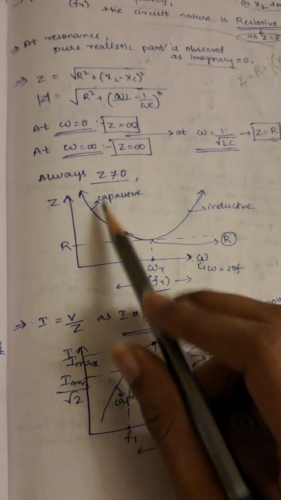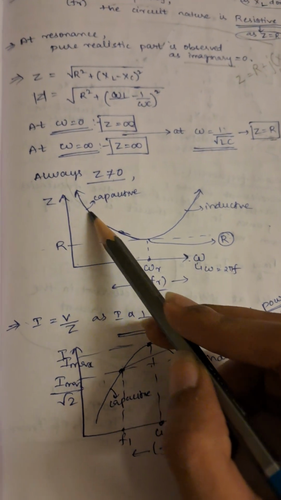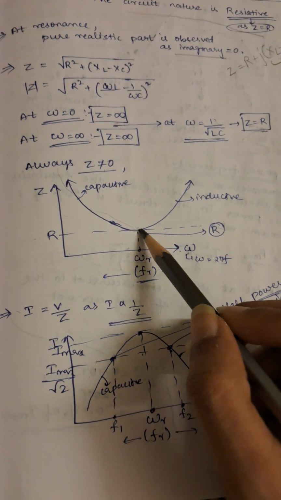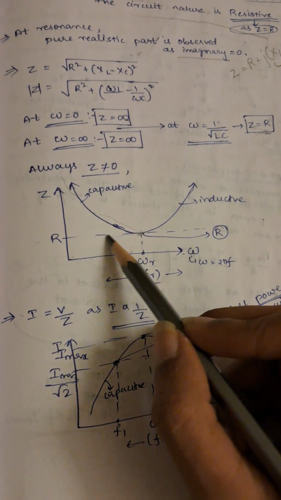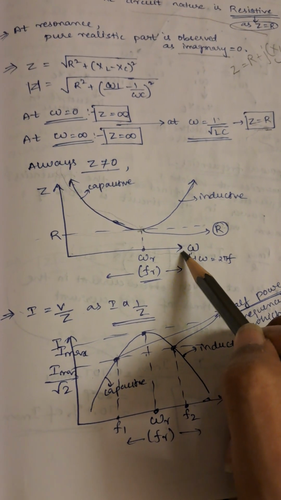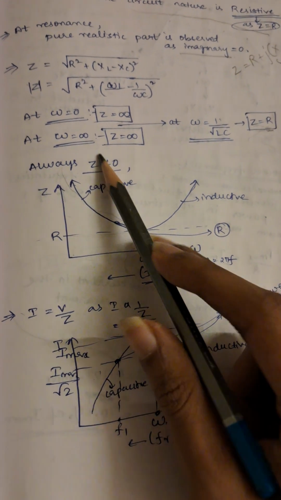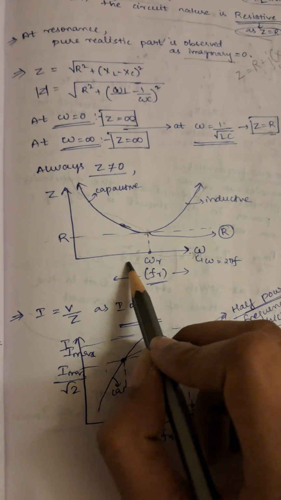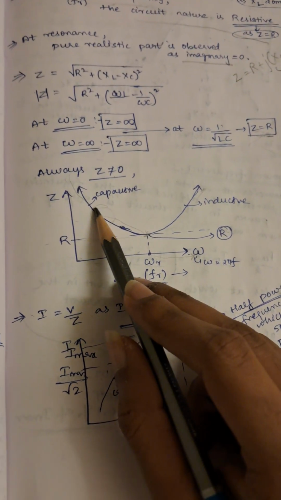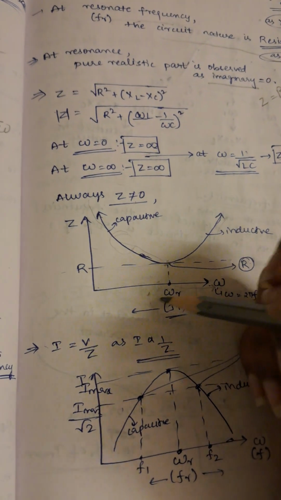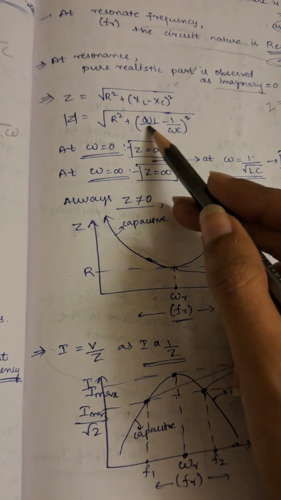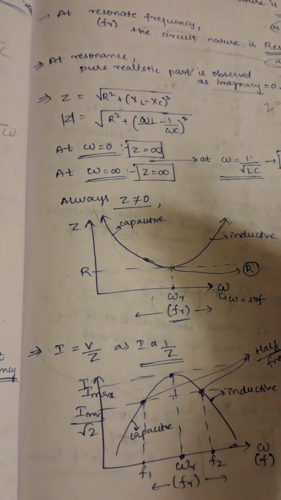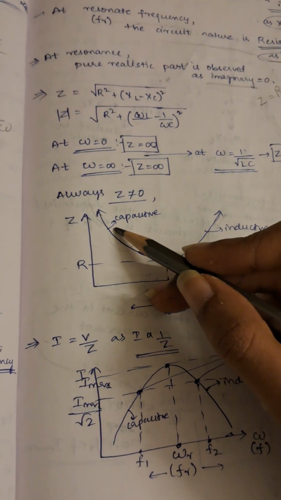Here, when omega is 0, Z is infinite. Slowly it will decrease. At omega equal to 1 by root LC, at the resonant condition, the impedance Z is minimum, when Z is R. Now when you increase omega to infinity, Z will go to infinity. Below FR, I already said it acts as capacitive in nature. Because below FR, at omega equal to 0, 0 minus 1 by 0 is infinity, so XC will be infinity, which means more capacitive nature. That's why it acts as capacitive.